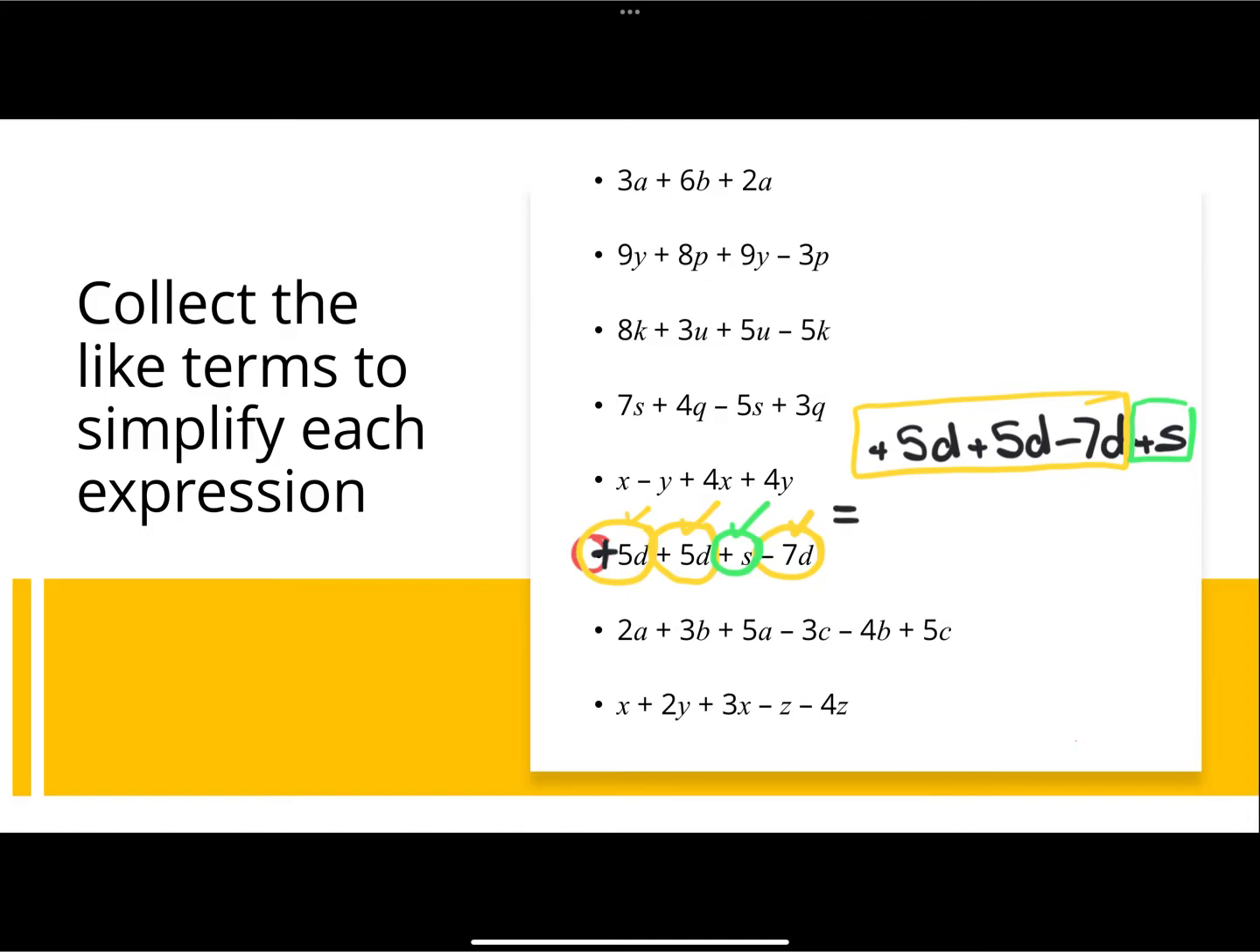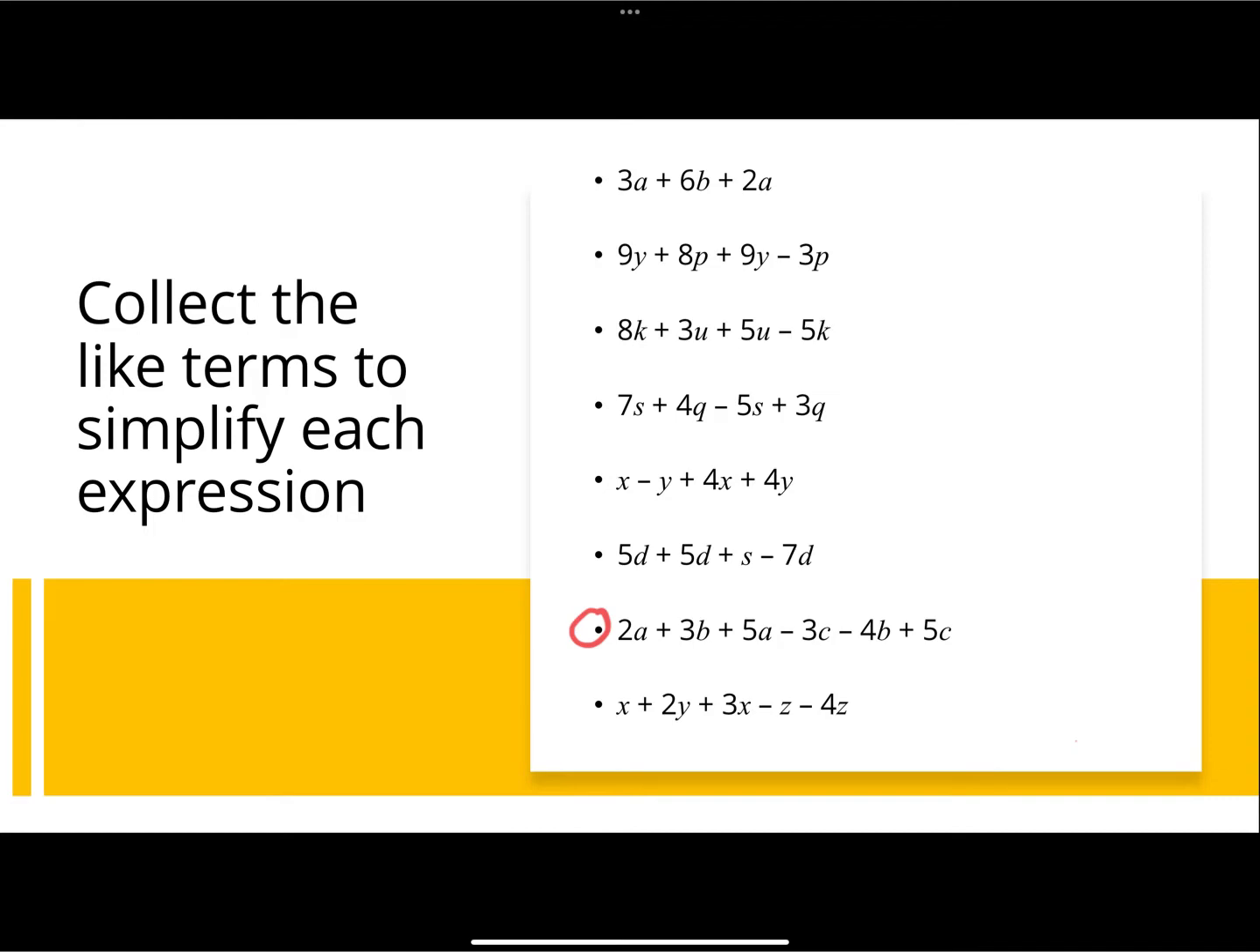If I have 5 and I add 5 more, I must have 10. 10 take away 7 is 3. So that means I have 3 d's plus my s at the end. Almost there.